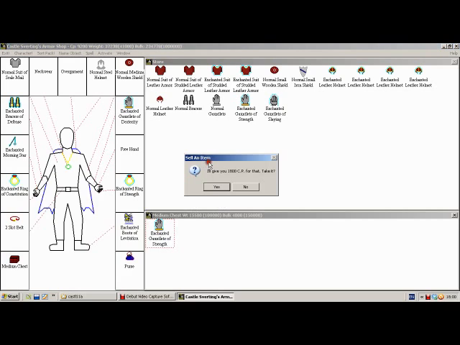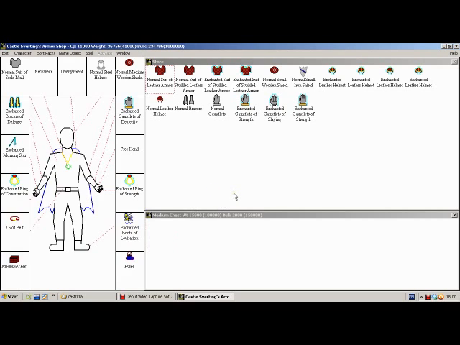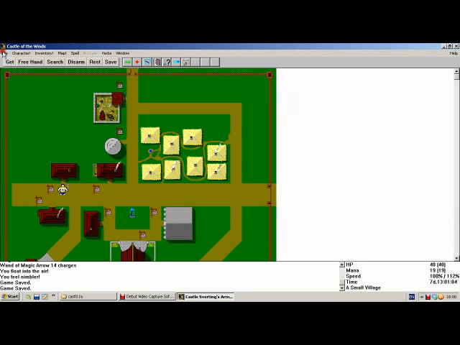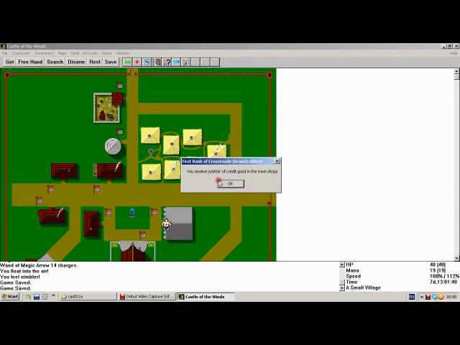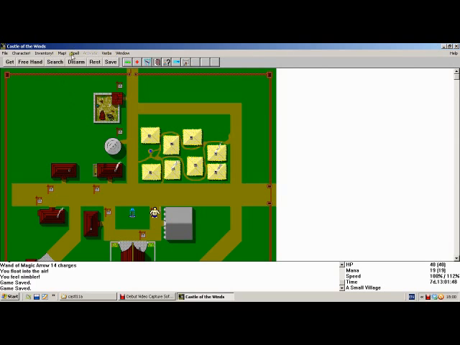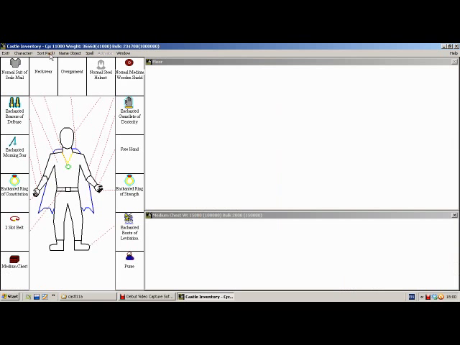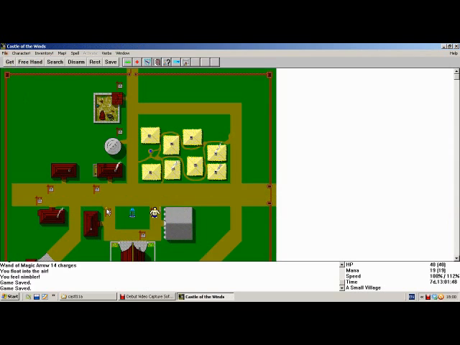Now let's get rid of the strength ones and keep the dexterity. Deposit the money in the bank. Let's check the inventory. Right, we're pretty much kitted out. Now, let's see.